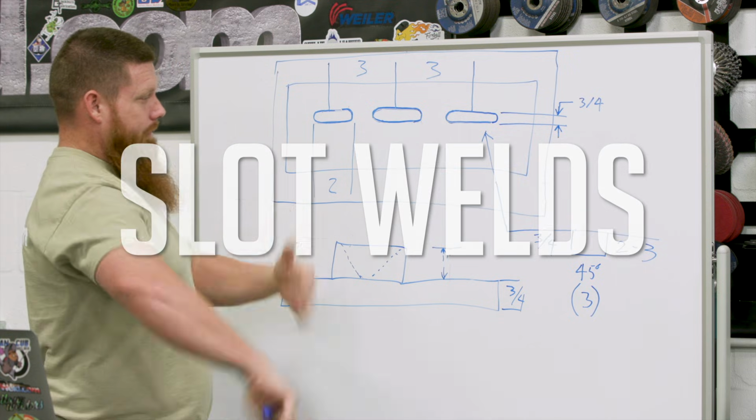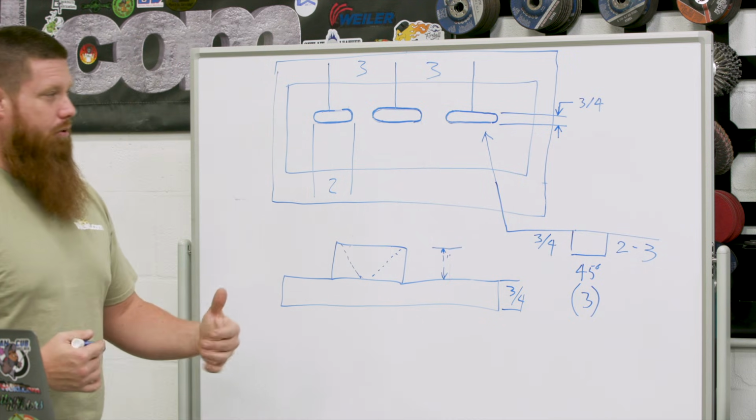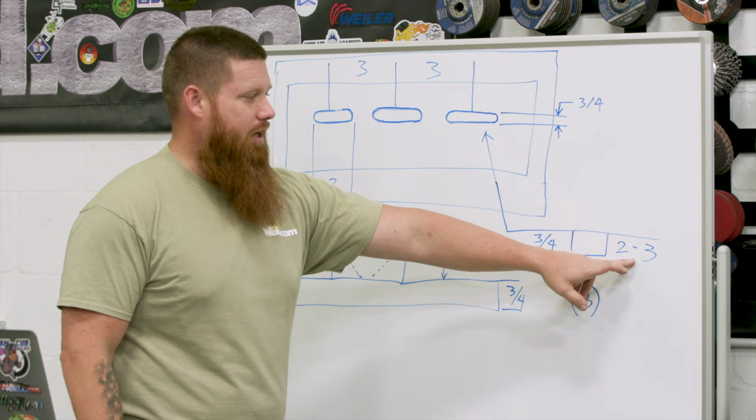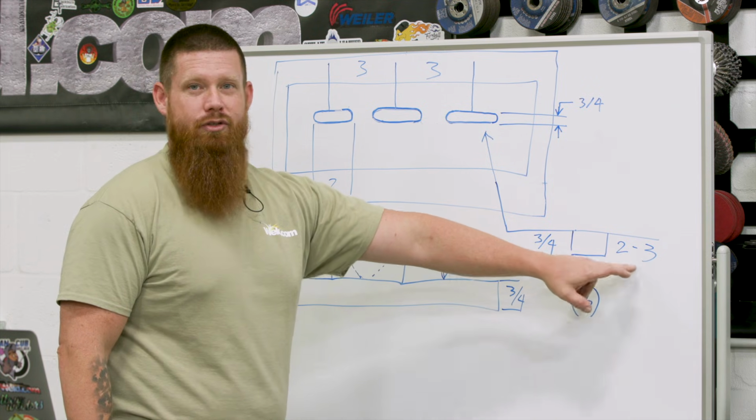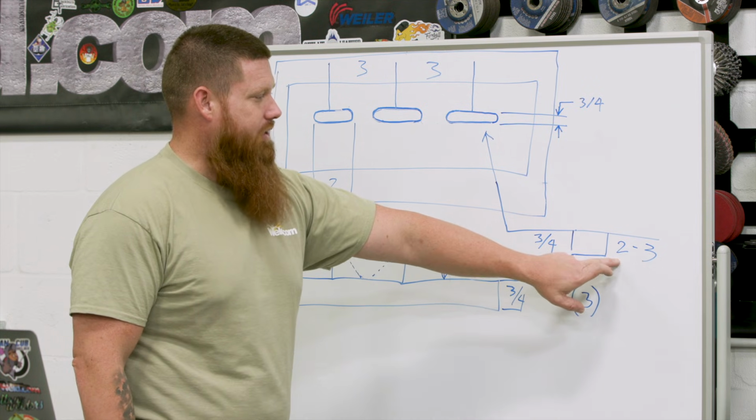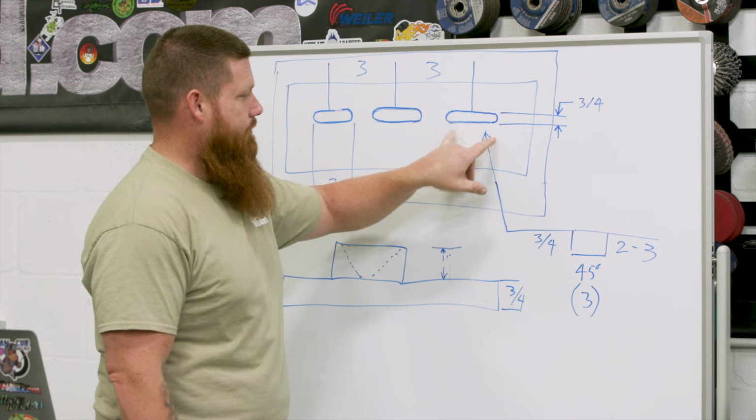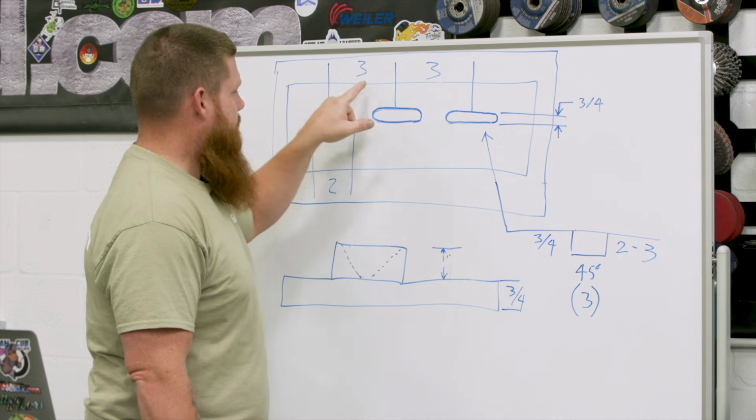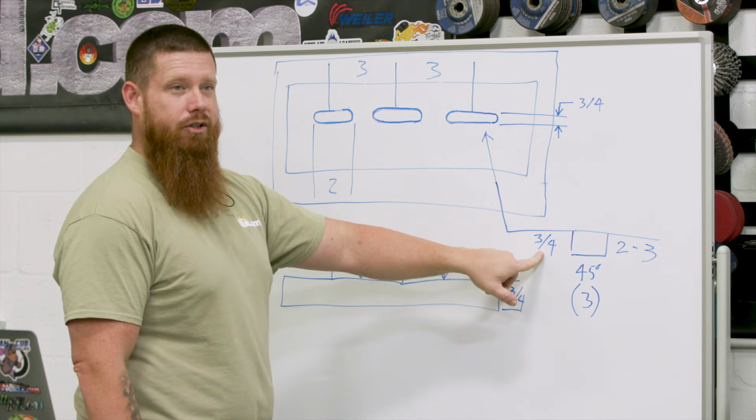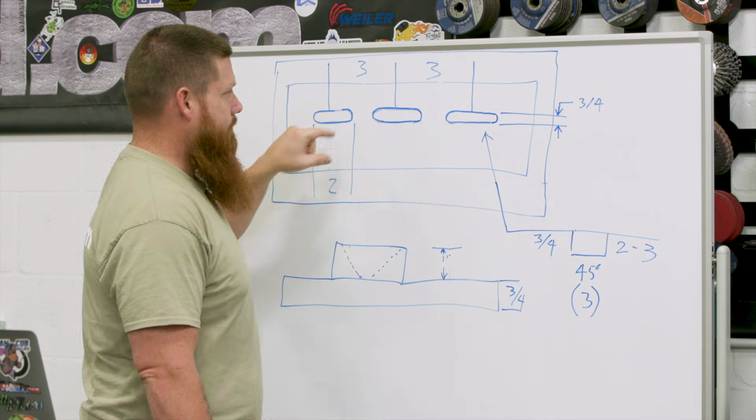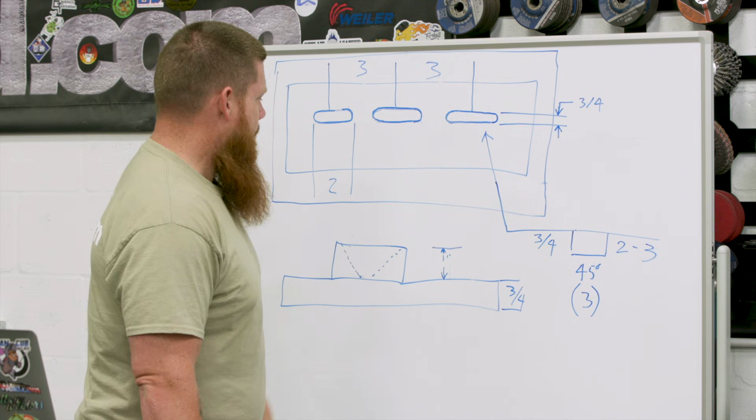All right, let's go ahead and talk about slot welds. Very similar to our plug weld in layout, right? The only difference is, if you notice now, instead of 1 dimension, I have 2, because I have weld size and the pitch. So I have 2-inch long welds, 3 inches on center. This 3/4 inch right here is going to be the diameter or the width of that slot. Okay, so that's the 3/4 inch mark.